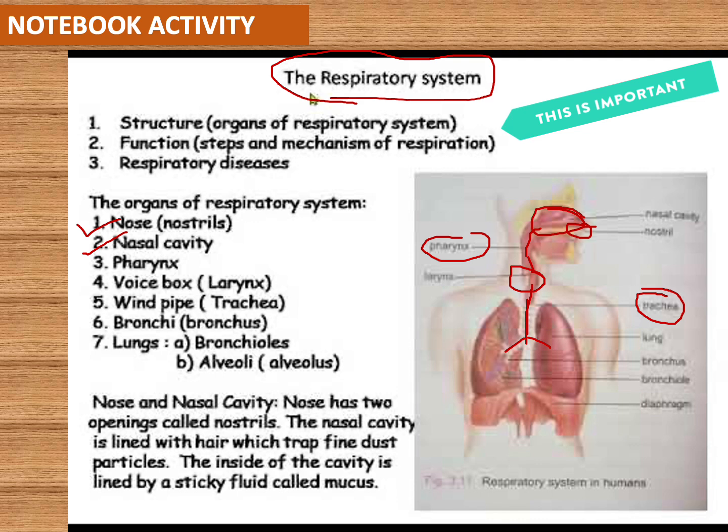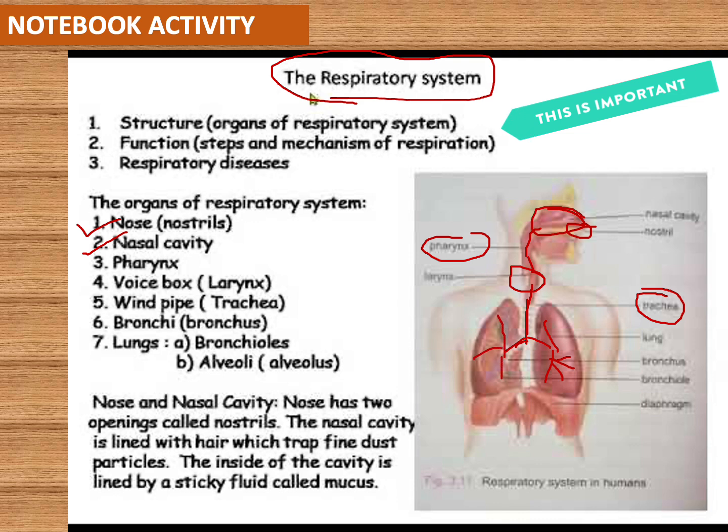One bronchi is going to the left lung, one bronchi is going to the right lung. Further, this bronchi divides into many branches. Can you see this? Highly branched. These are called bronchioles.